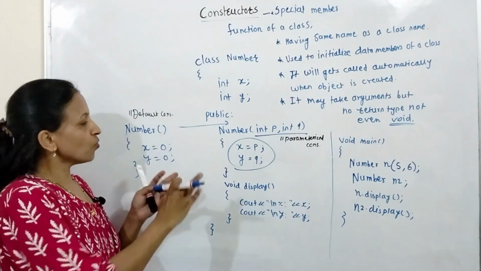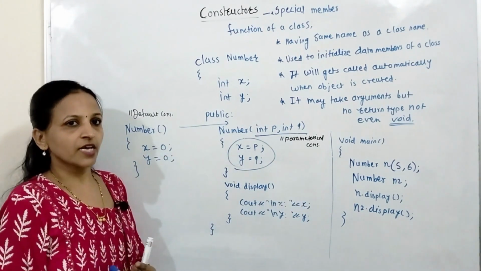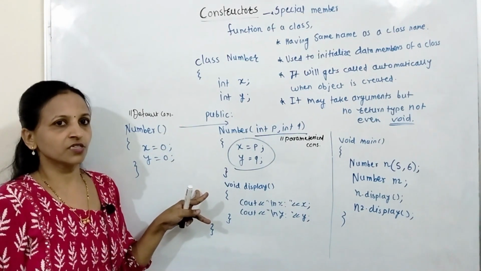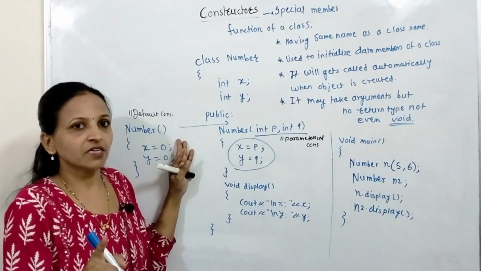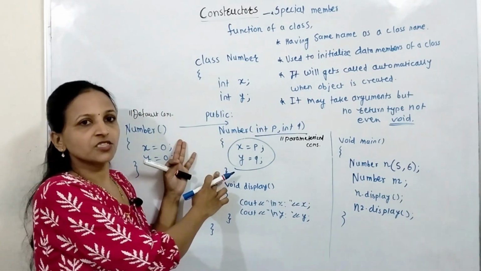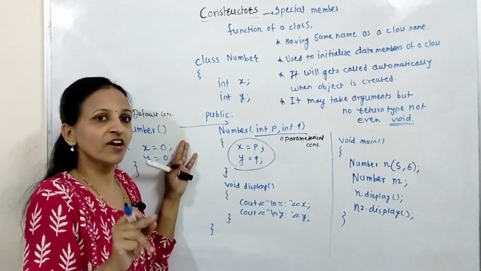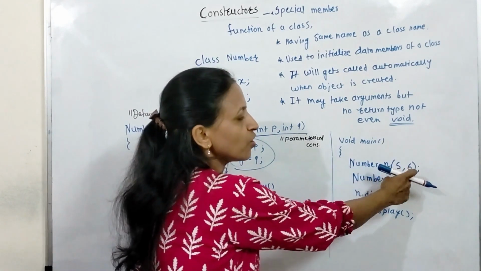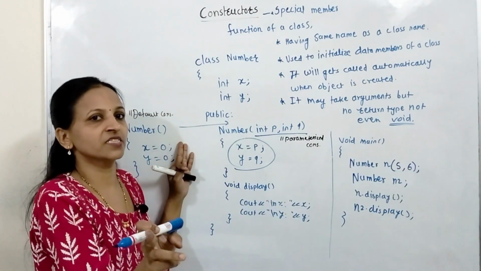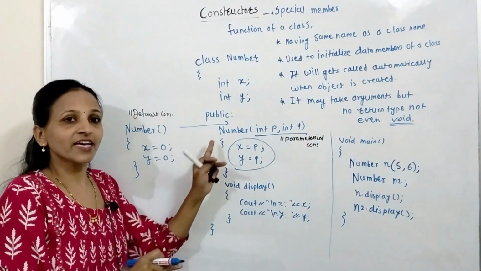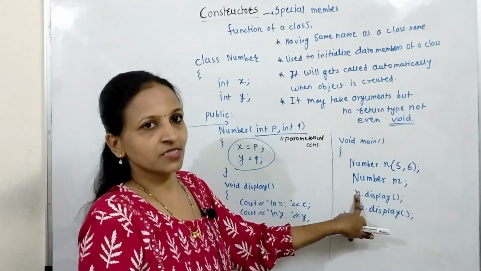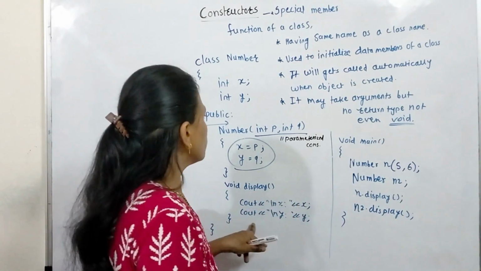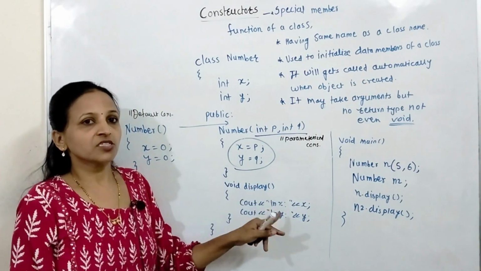Suppose I have written only a parameterized constructor in a class and I am not writing the default constructor, then I cannot create an object like this. Always keep in mind, because if we have written only this constructor, there is a compulsion that while creating an object, you have to pass arguments. And if you have written both default and parameterized constructors, then you can create an object in both ways. Getting?